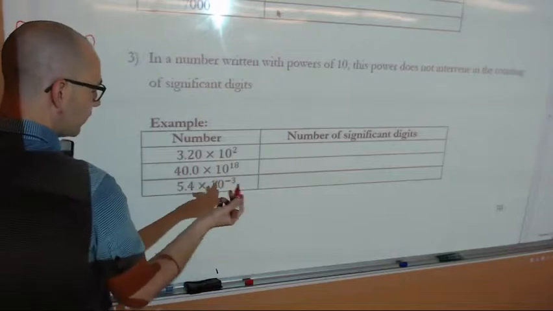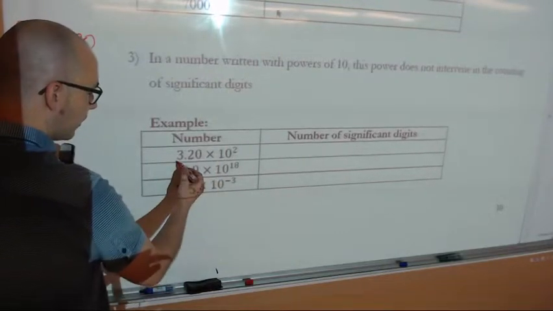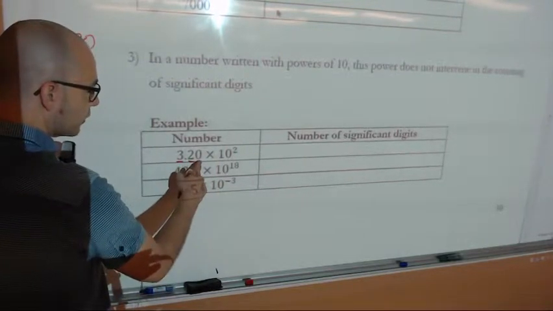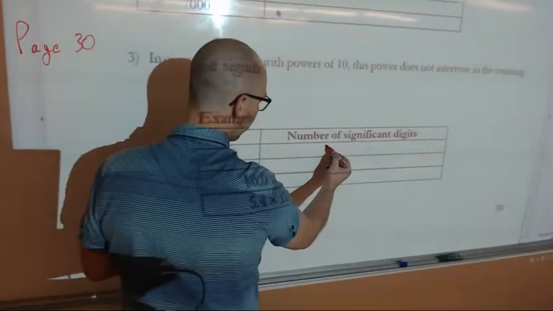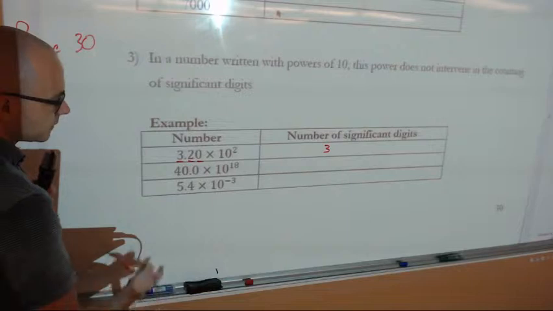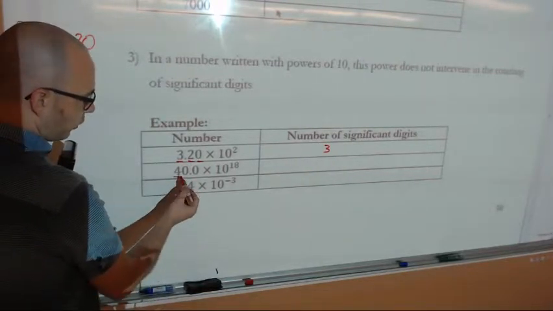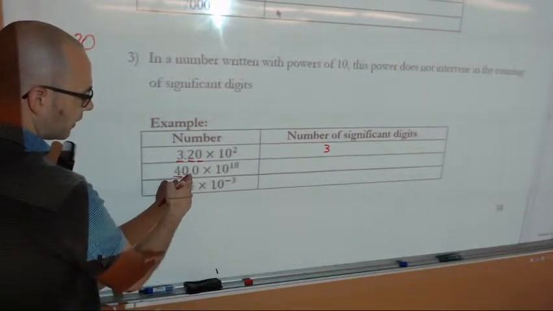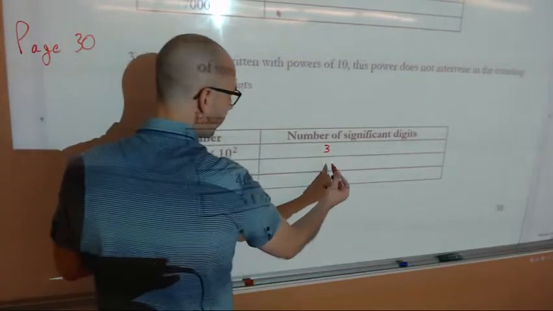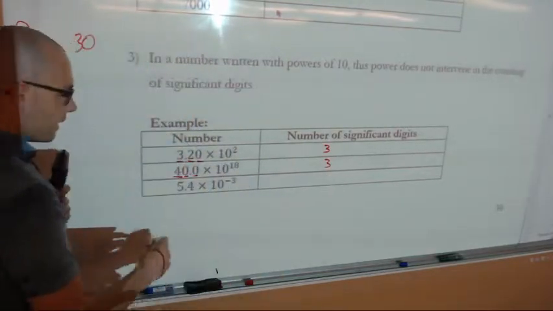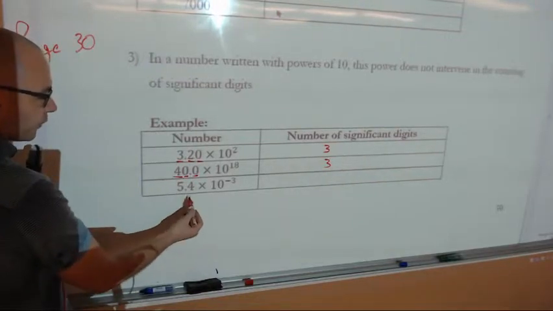So the only significant digits are going to be 3, 2, and that 0 is to the right of a decimal number, so it counts as well. So it's going to be 3 significant digits. This one is going to be 4. That 0 counts because there's a decimal point and they're to the right. So it's going to be also 3 sig figs. And finally, that 5.4 is going to be 2 sig figs.